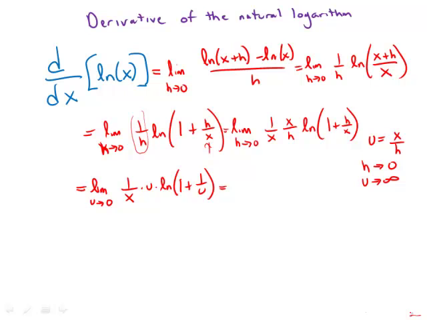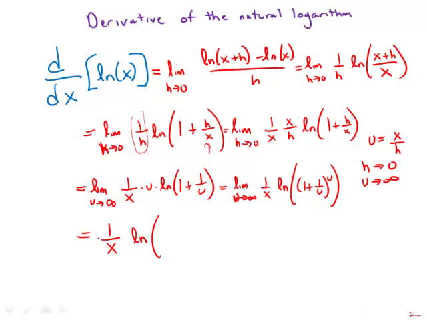This is going to be a limit as u goes to infinity of 1 over x. Now I'm going to bring that u up to be a power. 1 over x times the logarithm of 1 plus 1 over u to the power of u. Well, now, of course, the 1 over x is just going to stay 1 over x, so I'm going to factor that out, and I'm going to bring the limit inside the logarithm.